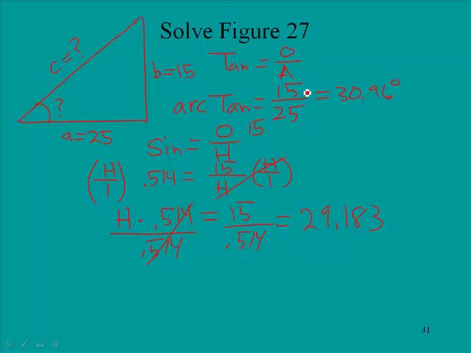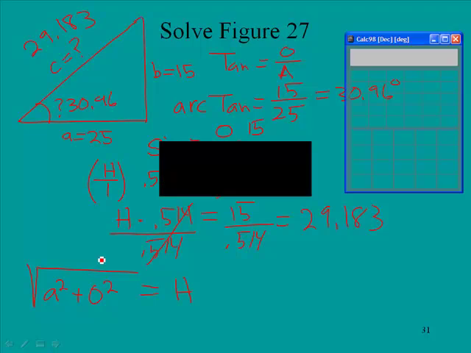So we said our angle was 30.96, and our hypotenuse was 29.183. Now, at the end of this chapter, you can check your answers there, but we could do it another way. We could use the Pythagorean theorem, which says that the square root of the adjacent squared plus the opposite squared equals the hypotenuse. Let's do that and use it as a check.